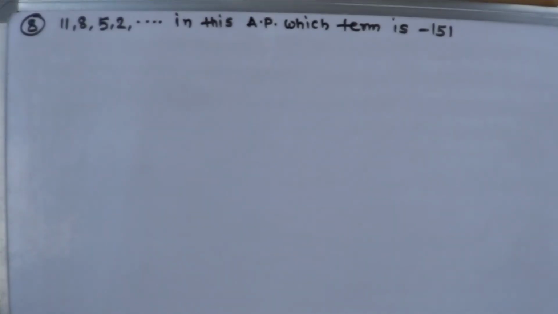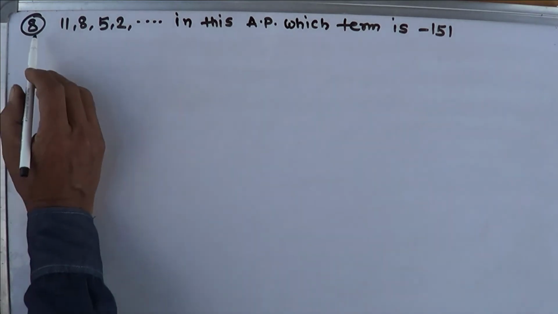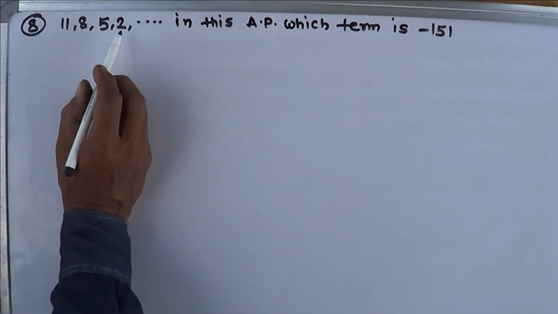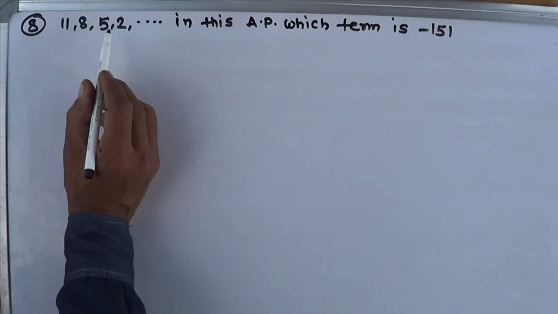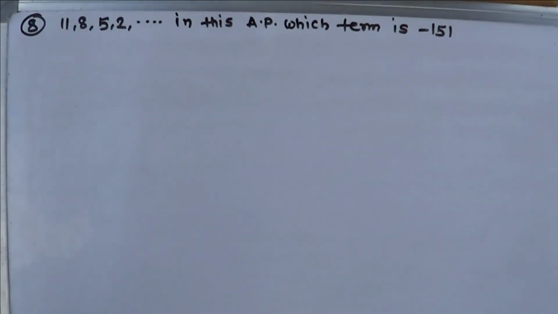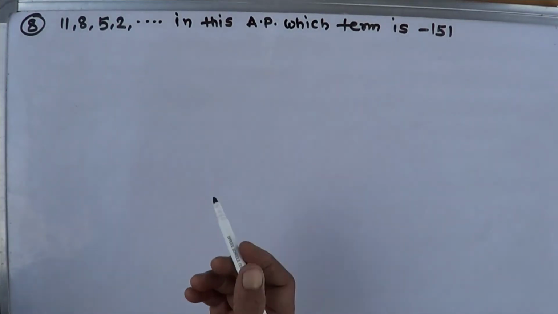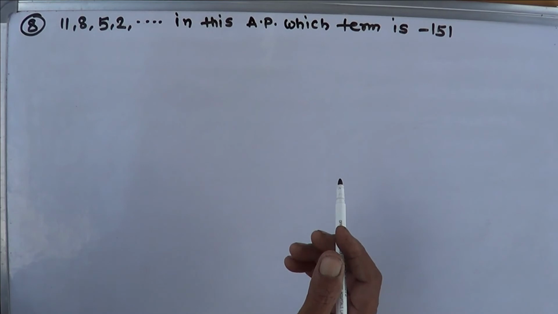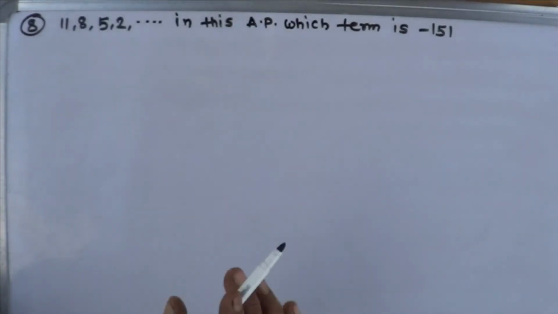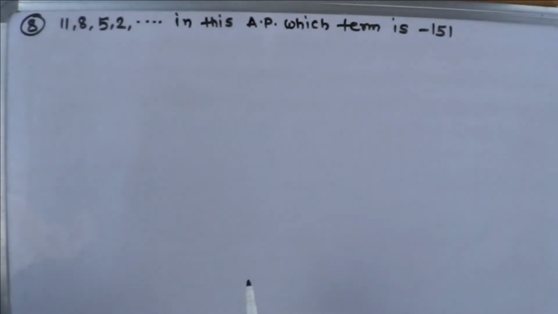Here is the example 8th. We have given 11, 8, 5, 2 and so on. In this AP, which term is minus 151? Here the terms in arithmetic progression are decreasing. Here 11, 8, 5, 2. Again the next number will be less than 2, and then the number will be with minus sign. So here we are asked that there will be minus 151. Then in this AP which term is minus 151?